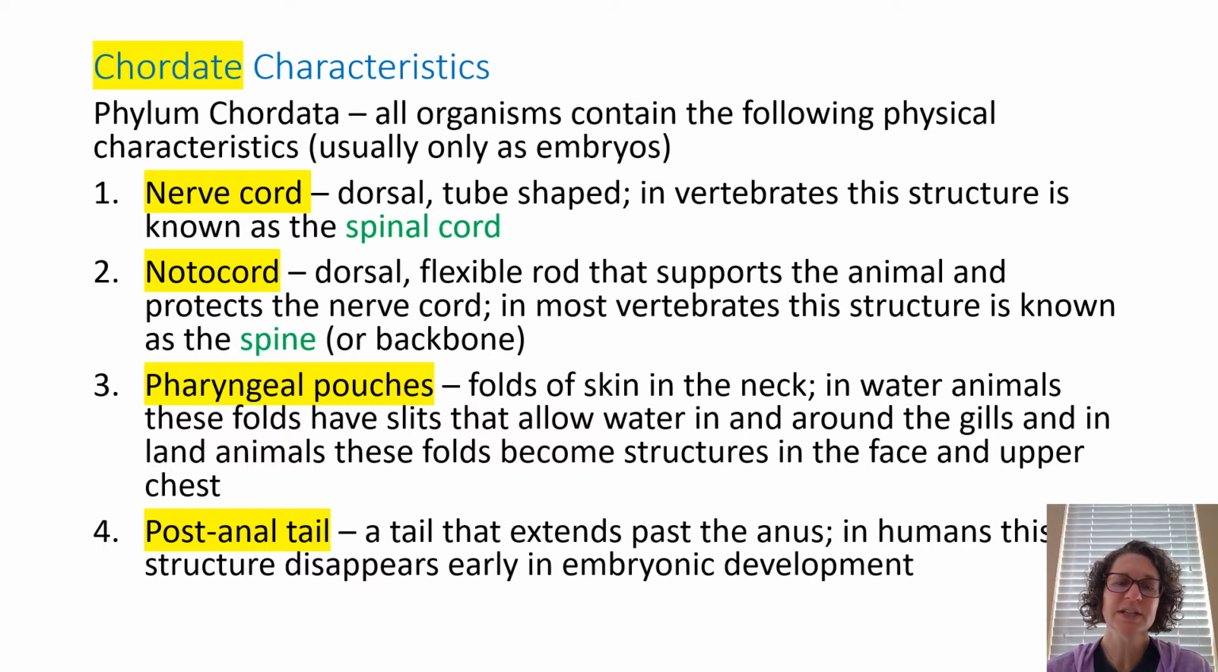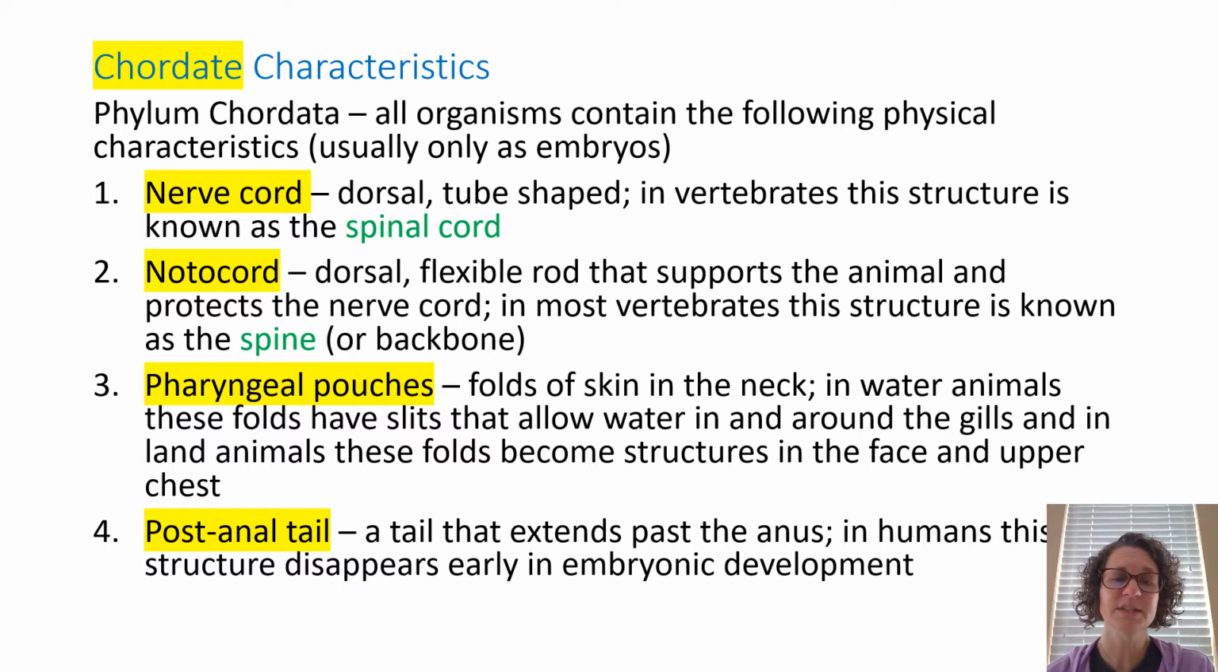And the first characteristic is a nerve cord. Now this is the first time that we've seen the nervous system basically, or this nerve cord on the back. So it is dorsal. It is a tube shape, or kind of just like a circular shape that runs all the way down the back. And as animals grow and as they develop, this would be known as the spinal cord. So this is what will eventually become a major part of the nervous system.